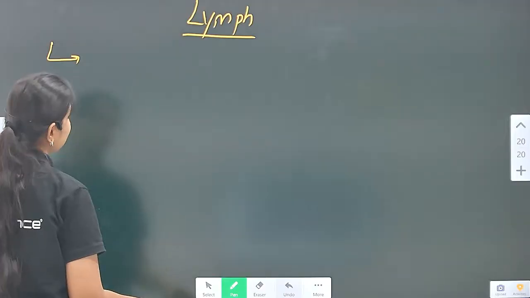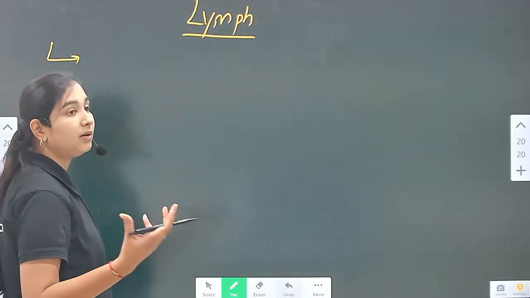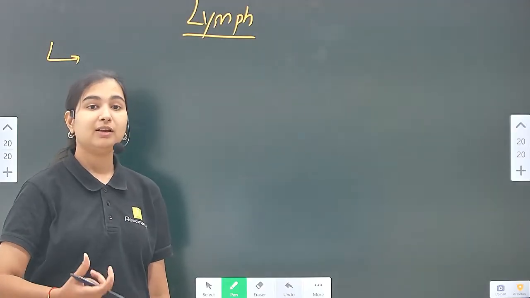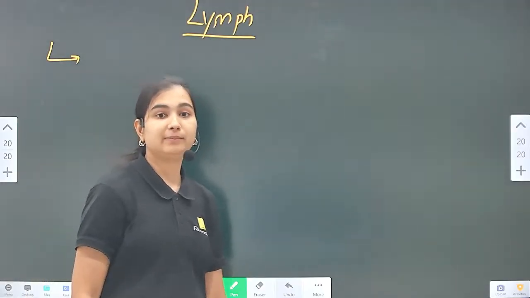You can also say it's a fluid connective tissue. Now, what is the color? Is there any color? Now where exactly can you spot the lymph in our body?